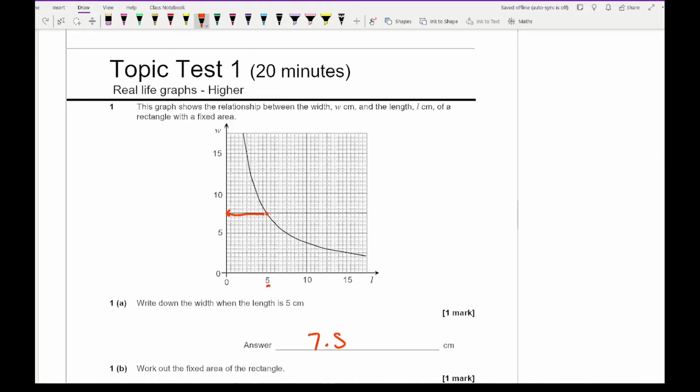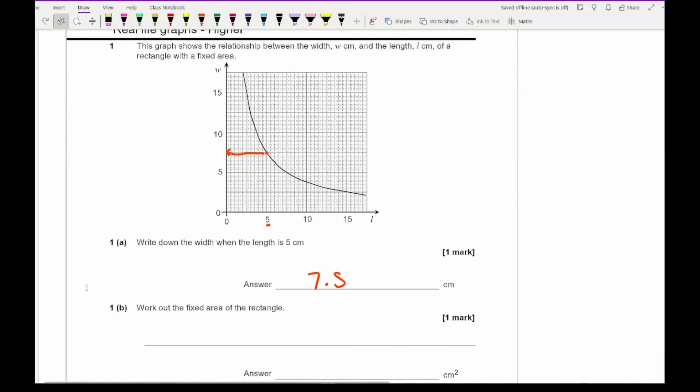It then says work out the fixed area of the rectangle. So all we need to do here is basically just simply multiply those two numbers together. So if I then do 5 times 7.5, it should give me an answer of 37.5 centimeters squared.